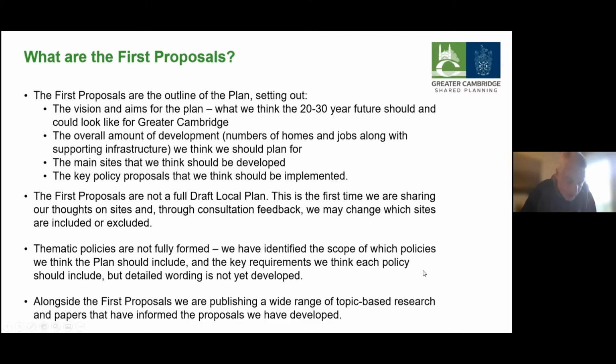The other thing to point out is that all the evidence we've used to help us prepare this plan is available on the website. There are many studies and topic papers where we've tried to provide in great detail the background to those proposals. It's not just our proposals, it's why and the evidence behind them. So you have that available should you choose to comment as well. And I'll hand back to Paul.